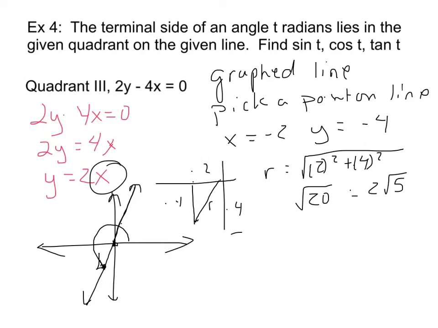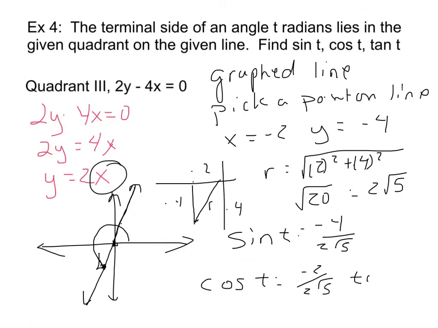So now I can do my sine of t is negative 4 over 2 root 5. The cosine of t is equal to negative 2 over 2 root 5. And the tangent of t is 4 over 2, which is 2.